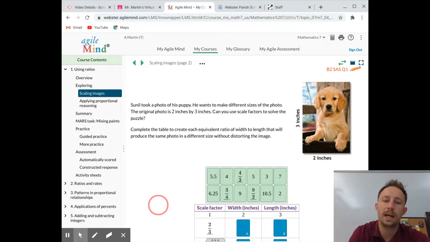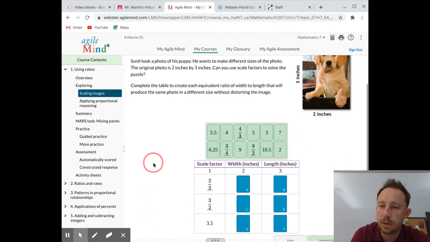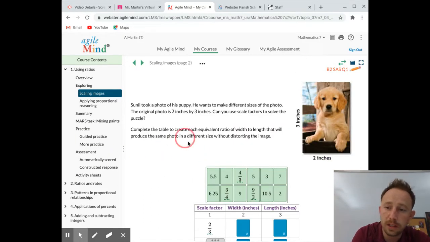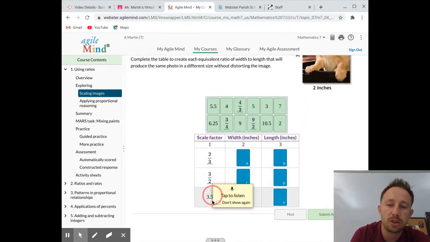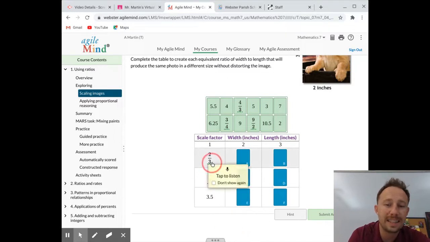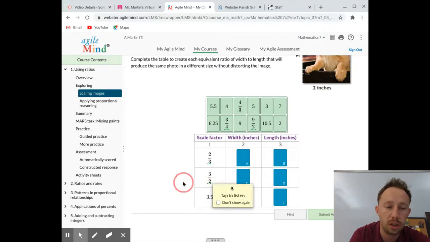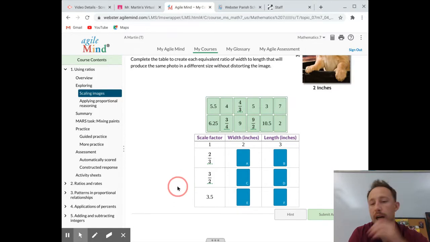All right. So look at this table that we got. Originally we have this puppy. His picture is 3 inches by 2 inches. All right. So the width is 2 inches and the length is 3 inches. And they gave us a table with the scale factors already here for us. So all we have to do is take the scale factors and do what to the original ratio? Multiply. Good job. That's what we're going to do.